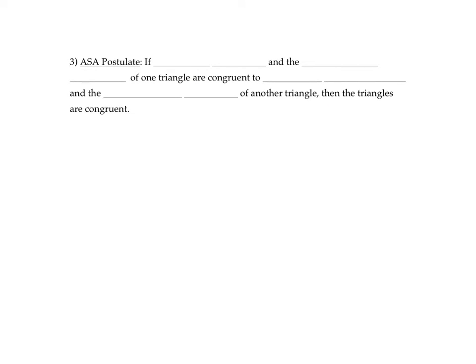In our third shortcut, we're going to be taking a look at the ASA postulate, and this is also referred to as angle side angle. And this one starts off with if two angles and the included side of one triangle are congruent to two angles and the included side of another triangle, then the triangles are congruent.